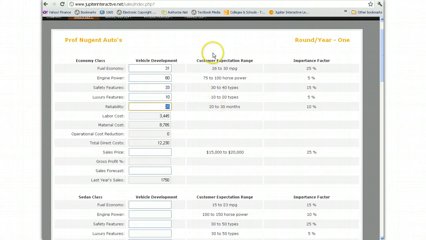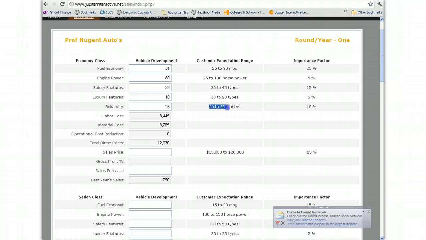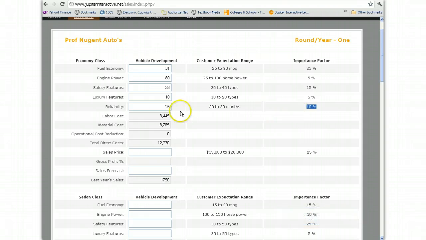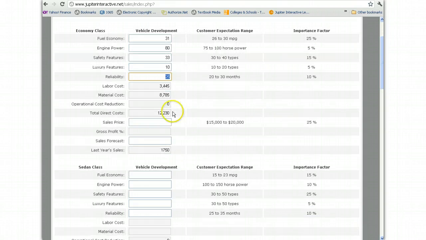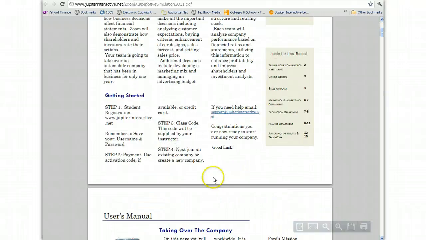So the customer expectation is the car comes with 20 to 30 months of reliability. And that's 10% of their buying decision or criteria. So I'm going to put in 25 months. Okay, my sales price. Since the 999 is such a popular plan these days, I'll try $19,999. And that gives me a 38.85% profit margin.